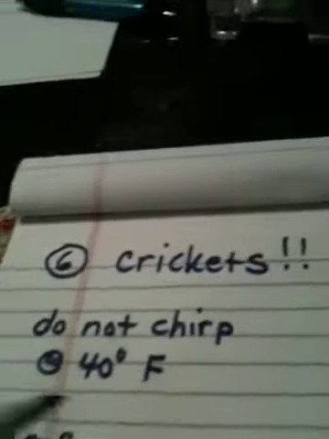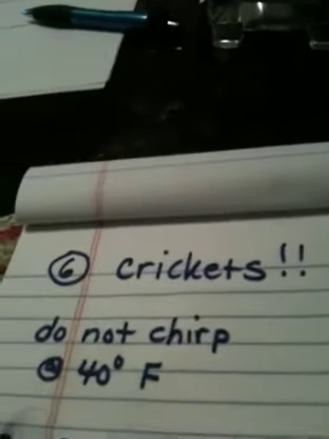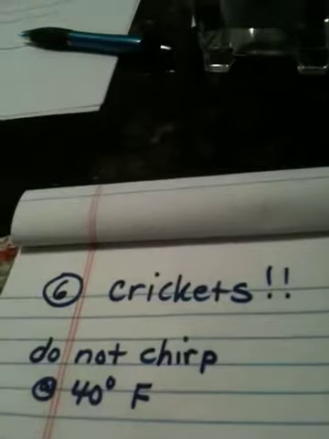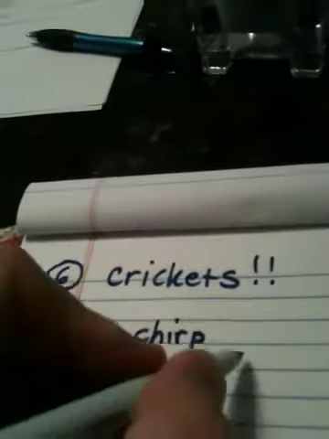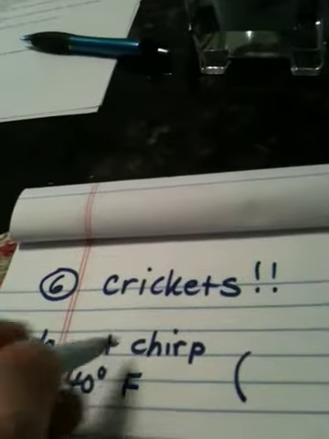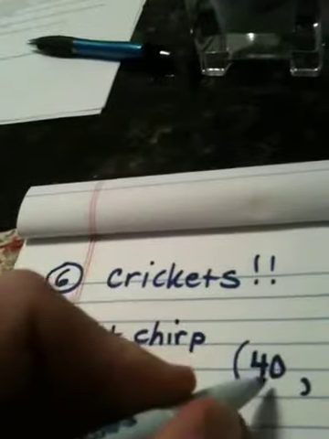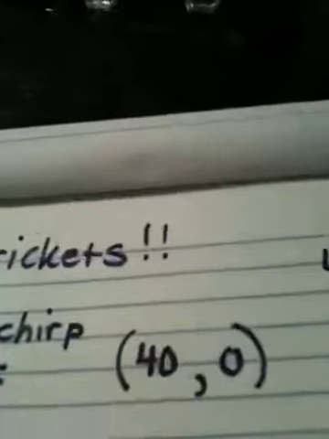So, when I write this fact as an ordered pair, they do not chirp at all at 40 degrees. Some students get that backwards. They write 0, 40. What goes in? Temperature. So as an ordered pair, do not chirp at 40 degrees: when 40 goes in, 0 chirps come out. You with me? Pay attention to your legend. Temperature and then the number of chirps. 40 degrees, 0 chirps.